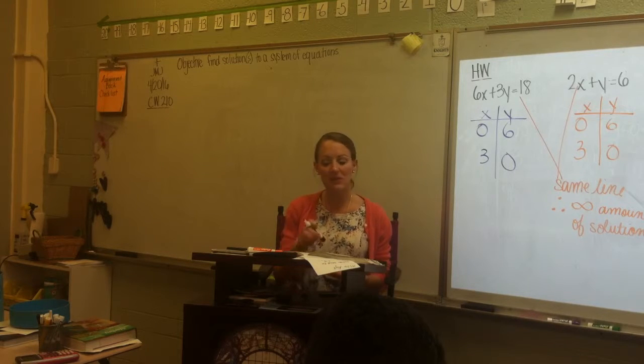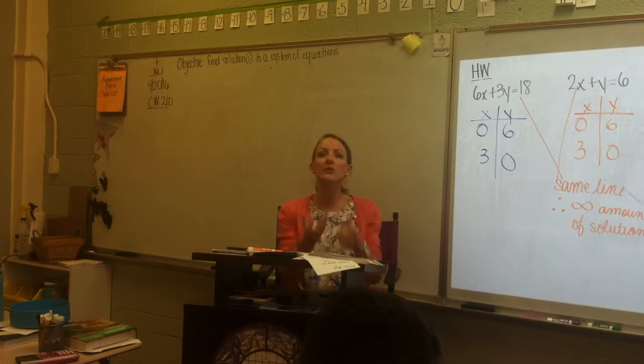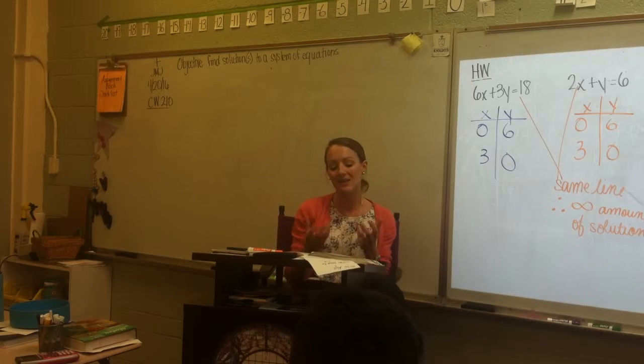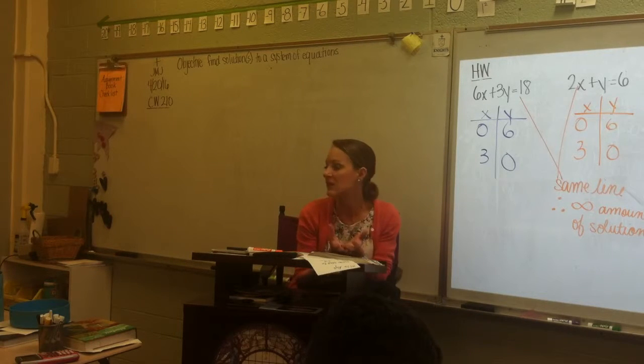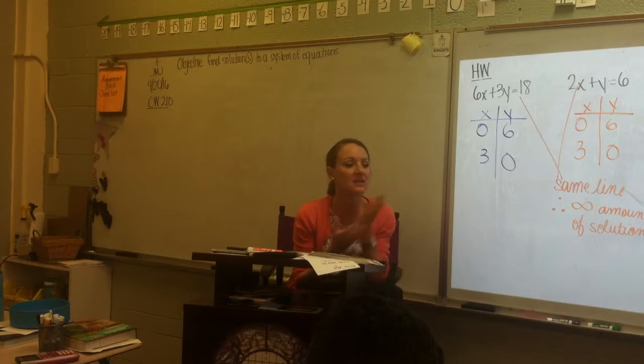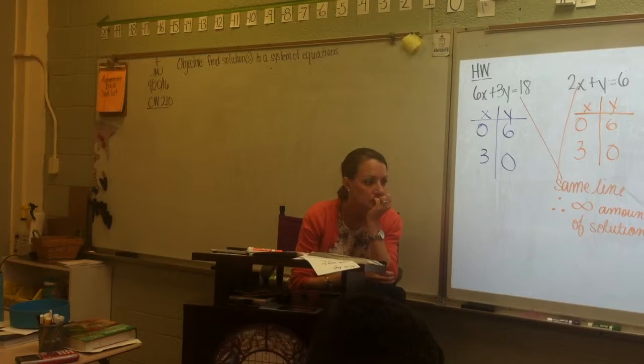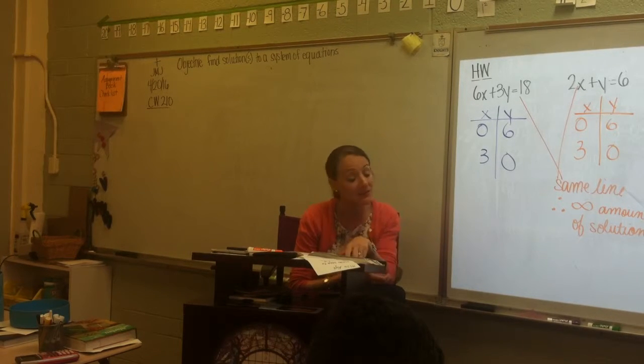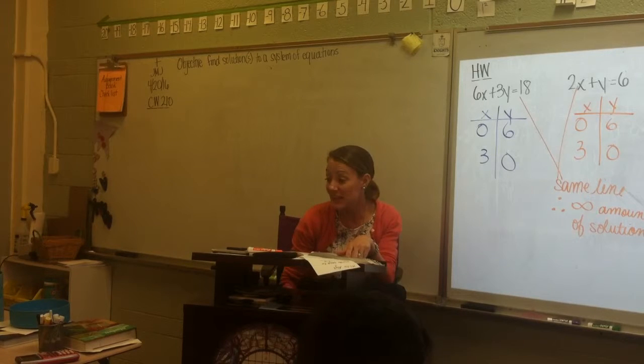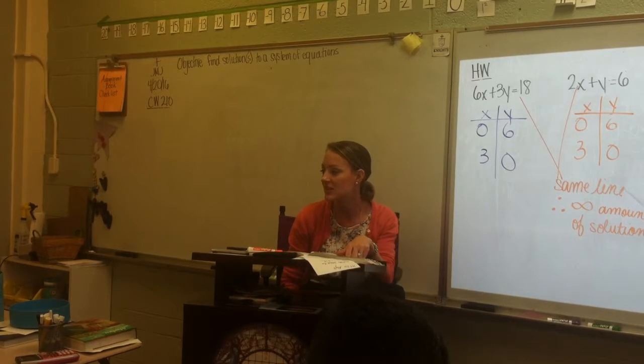So let's reword. Can someone reword this in your own words to not sound as confusing as the book makes it sound right here? What is it? Mike, could you re-say it? It's number 5 in your book, right there. Okay, reread it to yourself, please. You're looking at the definition of system of equations.